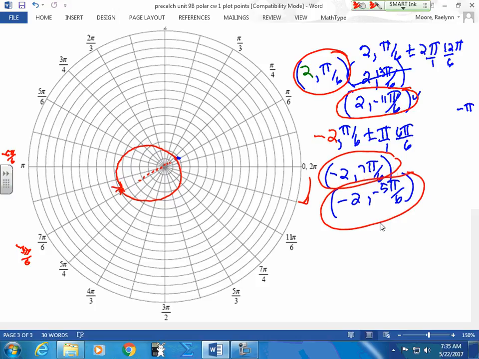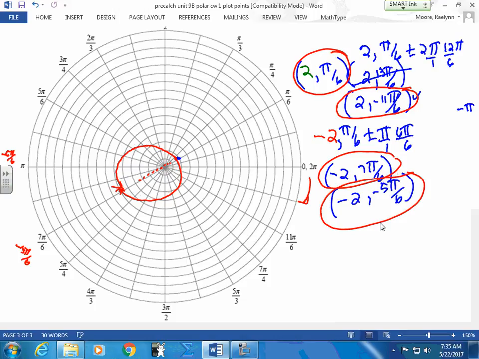Does that make sense? Are we plotting 4 dots? No. We only get 1 dot. This dot here, because this is the same place as this one is. This one's through the pole, and that's the same place if I could plot that. But I can't plot it.